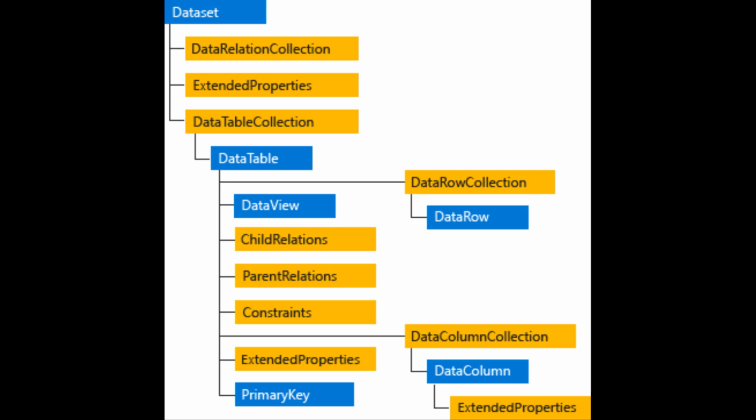So now that we have a quick overview of all the objects that are in here, let's take a look at how we can actually iterate through these data tables, and then how to use a data view and how to add the relationships between the two tables.